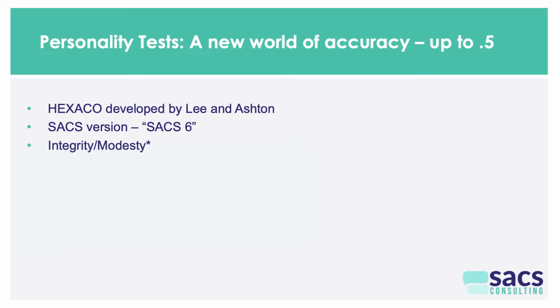Integrity modesty. Now you'll see that that gets an asterisk. The reason for the asterisk is that it means this is important for any job. People who are high in integrity modesty are better employees than people who are low in it. Integrity modesty is the characteristic of being truthful, straightforward, and not arrogant. That's what the modesty bit is.